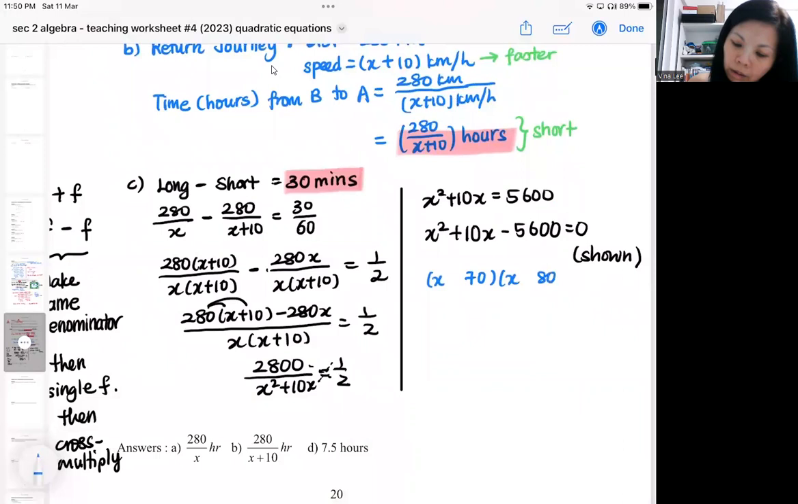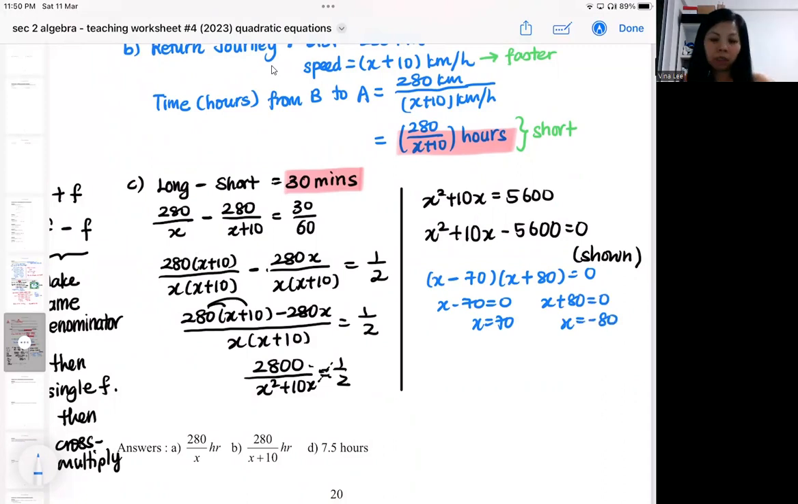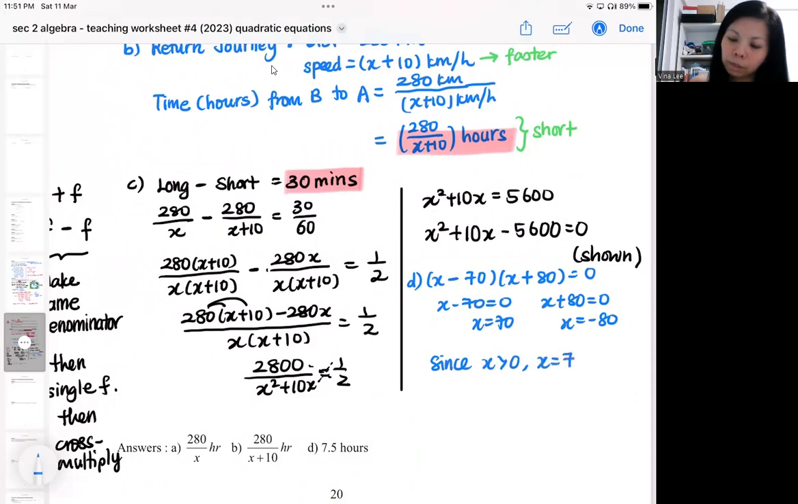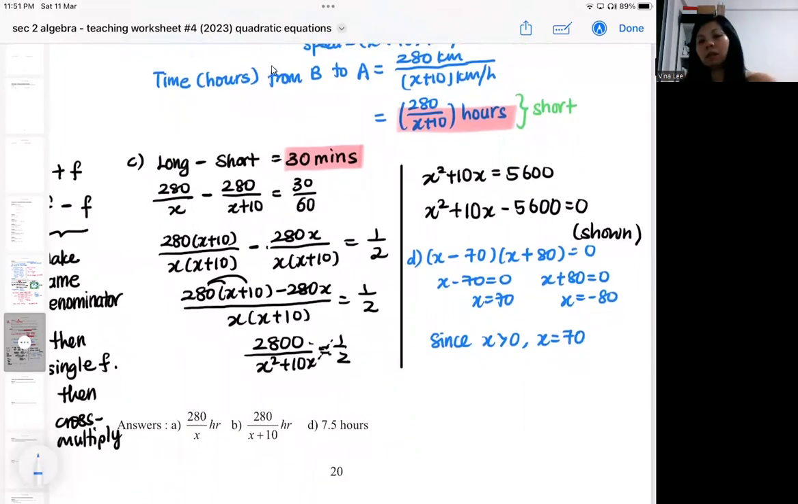So if I do my usual solving, I will get 2 answers. And X being the speed, the condition is that it must be positive. So since it must be positive, then it will be 70. I cannot accept the negative 80 because it doesn't make sense that the speed is minus 80 kilometers per hour.